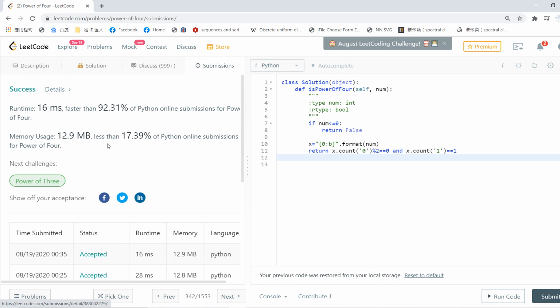Okay, so this is Power of Three and Power of Four, and I think Power of Two is very simple. You just basically change one number, and then you can reproduce the solution for Power of Two.